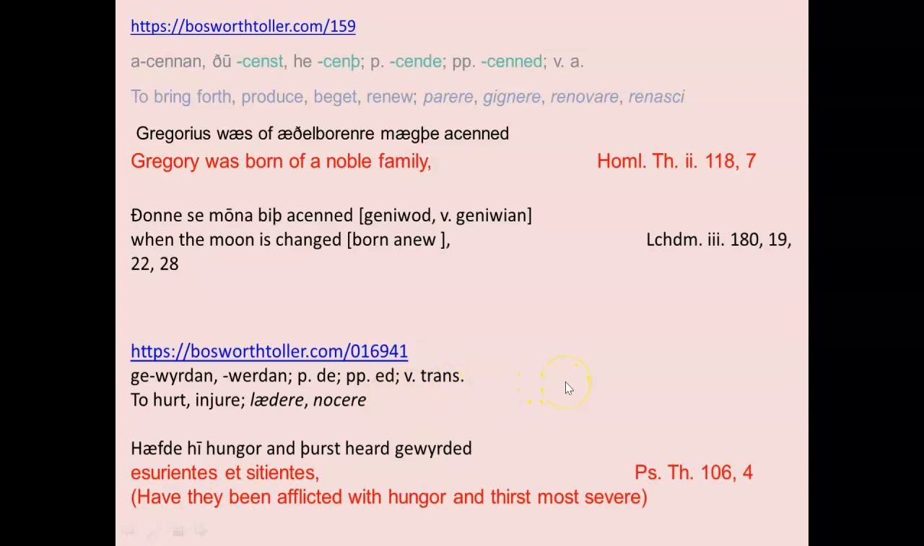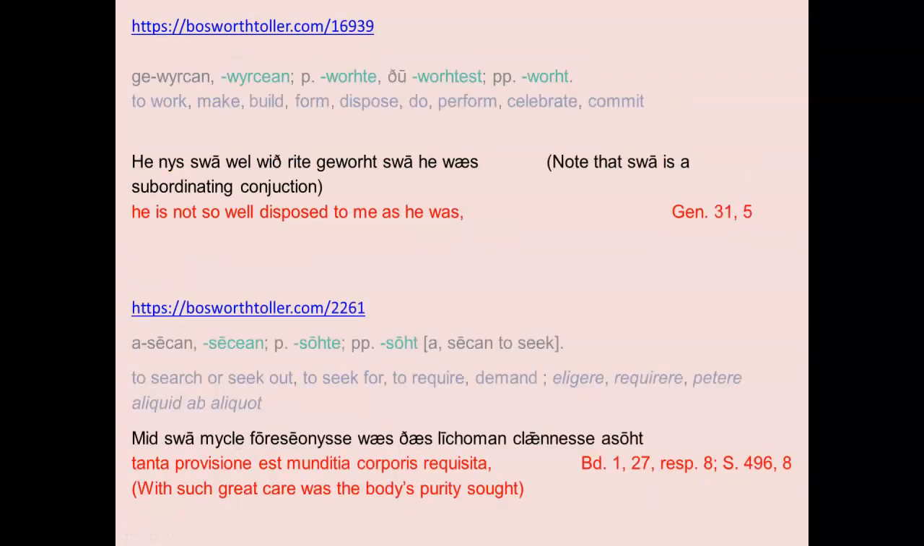I just kept going like that. And again and again, as you'll see, the pattern just keeps coming up. The past participle form, speaking in the past tense, simply goes to the end. Here's another one. Yuurkan. Okay, to make, work, build, form, dispose, do, perform, celebrate, commit. He nuswa well with rite yawarch swa he was. He is not so well disposed to me as he was.